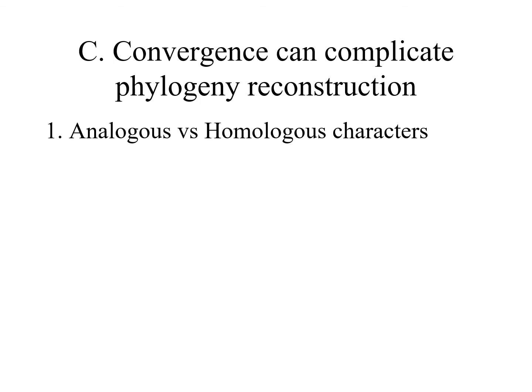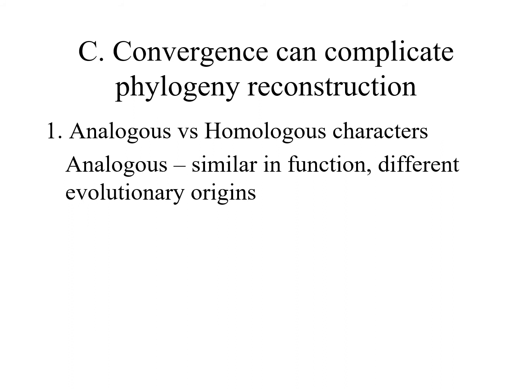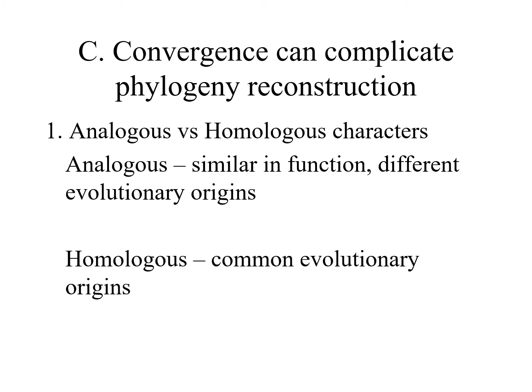So analogy and homology, those are important ideas in evolutionary biology. Structures are analogous if they are similar in function, but are of different evolutionary origins. Structures that are homologous have common evolutionary origins. And homologous characters might look very different as organisms diverge from a common ancestor and pursue different evolutionary trajectories. Homologous structures can wind up looking very different, just as analogous structures can wind up looking very similar.